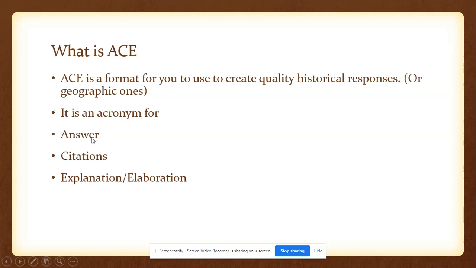The A in ACE stands for answer. This is the answer part where you're going to make a claim that you're going to try to then prove. So think of your answer as a claim that you're making. To prove that answer, you're going to use the C in ACE, which stands for citations. But since this is a history class, you're not necessarily going to be citing like in English. Instead, you're going to be using evidence for your citations. So I want you to think of citations as evidence. Then the E in ACE stands for explanation or elaboration. This is where you tell me how your evidence proves your answer.